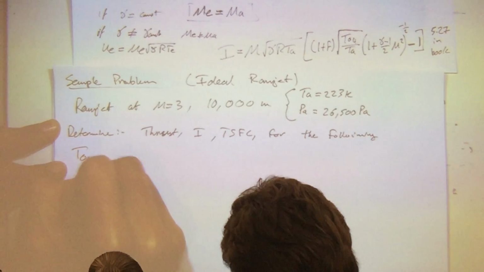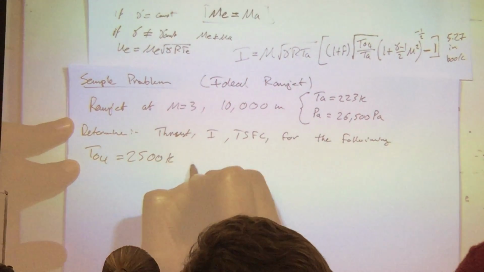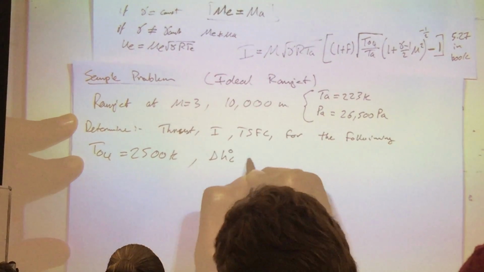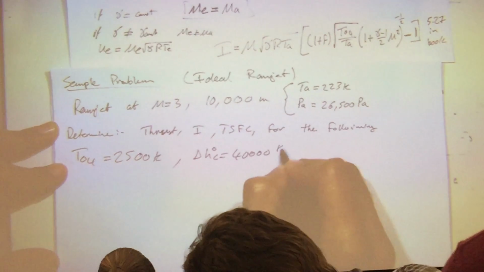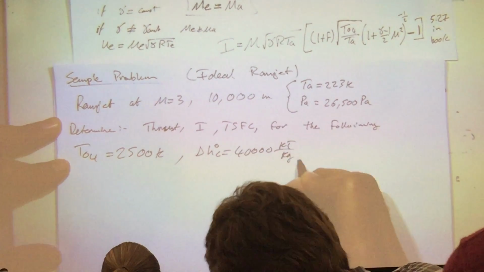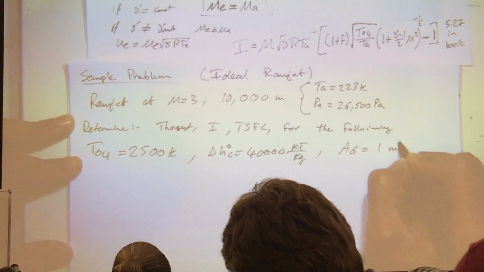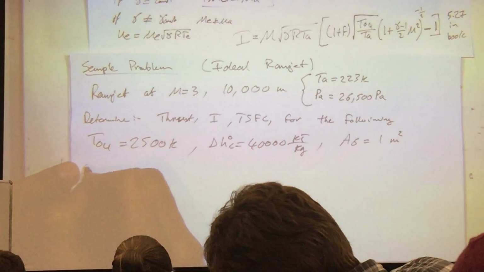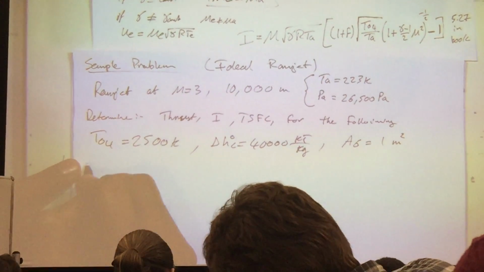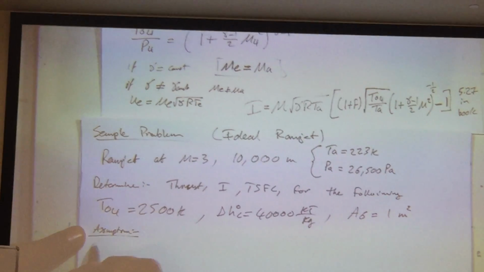I'm giving you stagnation temperature T0 of 2,500 Kelvin. Heat of combustion is 40,000 kilojoules per kilogram, and my exit area is 1 meter squared. All right, so let me list my assumptions. I'm assuming an ideal ramjet, so isentropic.